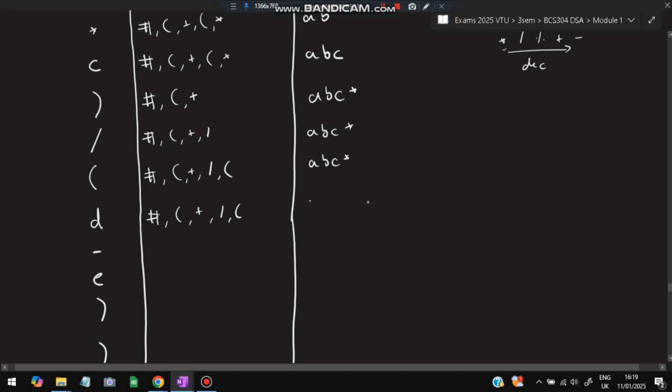Okay, D will be written here. Then minus came, and this is opening braces. So after the opening braces, we'll have to write it as minus. It will be A, B, C, star, and D.